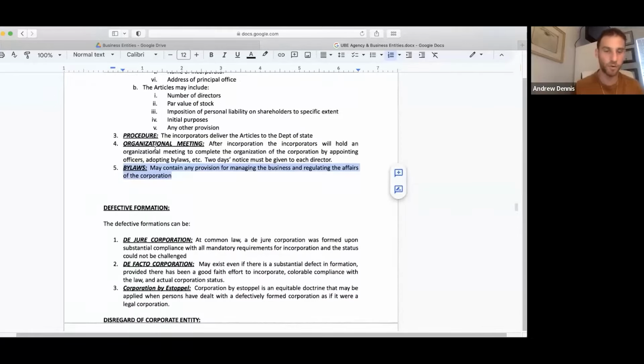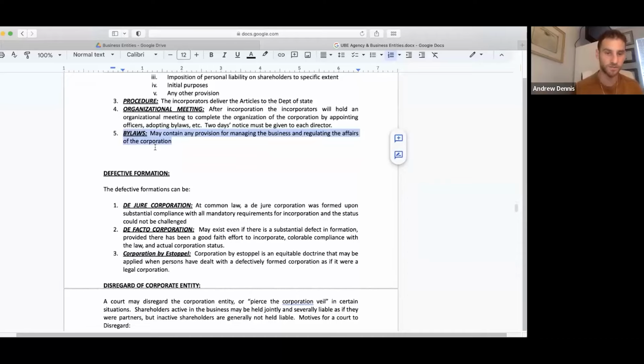So we have different forms of corporations: de jure, de facto, and by estoppel. De jure is solid. It's like soup de jour, the best type of corporation. De facto means that there was a defect in formation, but there was a good faith effort to do it. So we're still going to try to recognize a corporation. Like I filed articles of incorporation, but I filed them inaccurately. It would still be a de facto corporation.